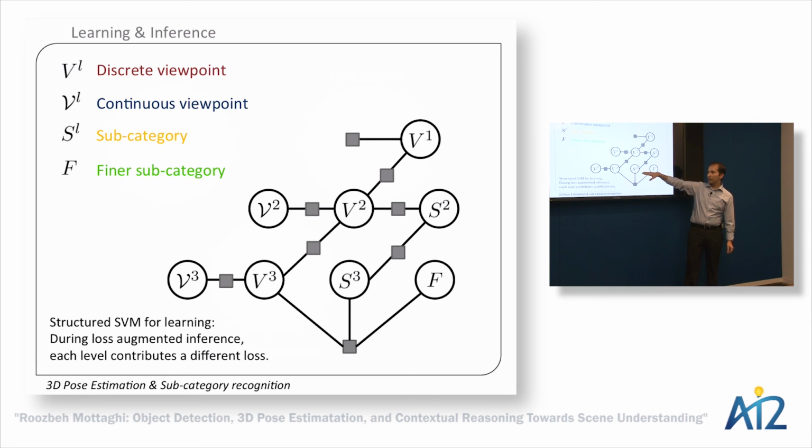And the finest level of the hierarchy also has continuous viewpoint, discrete viewpoint, and subcategory information, and also finer subcategory information. The problem here is that we have a mixture of continuous and discrete random variables in the model, and solving this might not be straightforward.